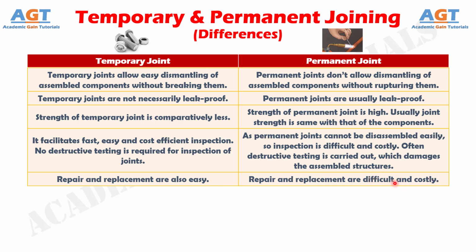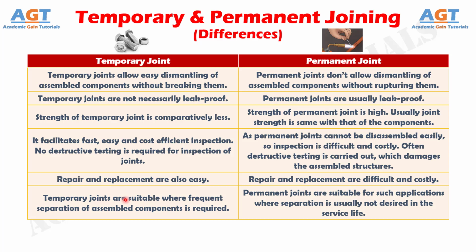permanent joints. Number 6. Temporary joints are suitable where frequent separation of assembled components is required, whereas permanent joints are suitable for such applications where separation is usually not desired in the service life.